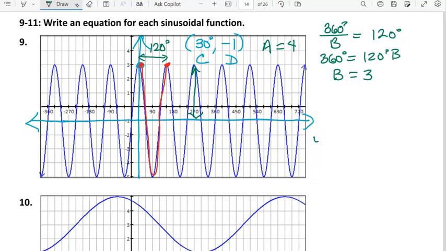So I can write the equation as y equals 4 times the cosine of 3 times x minus 30 degrees, close out the parentheses and the brackets, minus 1.